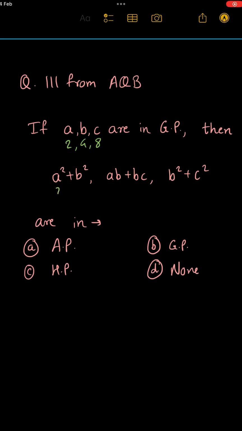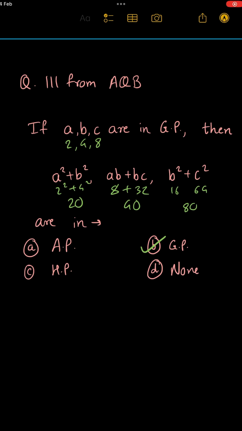Now A square plus B square will be 2 square plus 4 square, which is 20. AB, that is 8, plus B into C, that is 32, so 40. B square is 16, C square is 64, so that is 80. 20, 40, 80. If you observe, this is in GP because it is doubled, so B is the correct answer.